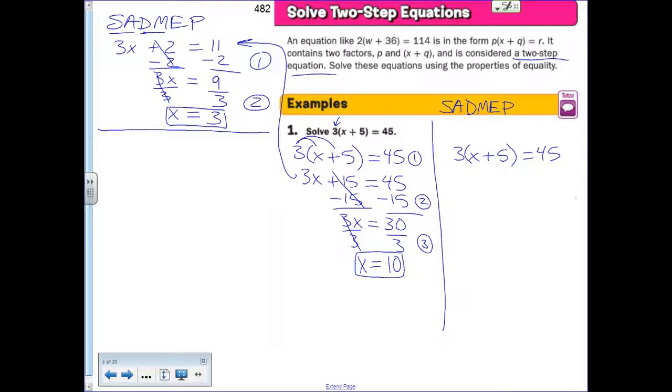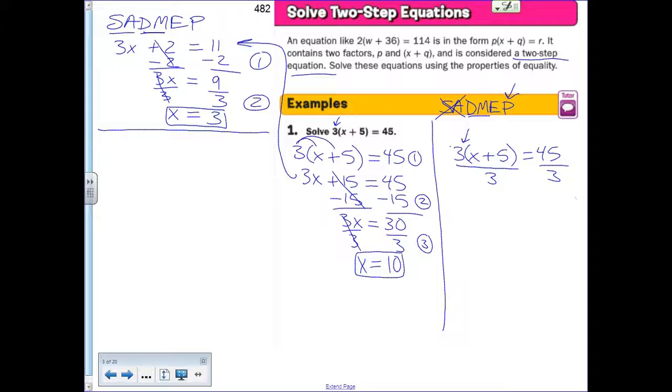And since it's in parentheses, you would look down here all the way to the right in SADMEP where the P is. That actually comes last. So I don't want to do that first, so I am not going to do subtraction and addition. Instead, I'm going to move on to the next thing, division and multiplication. If you look right here, 3 is being multiplied times the parentheses. Therefore, I'm going to do the opposite of that and divide by 3 on both sides.